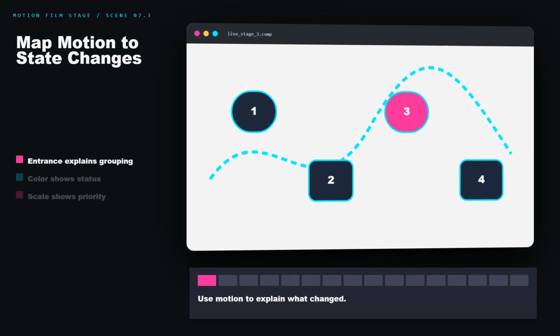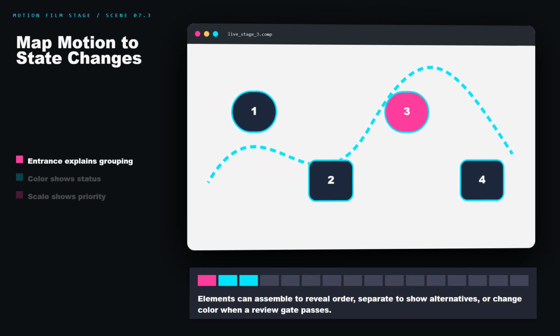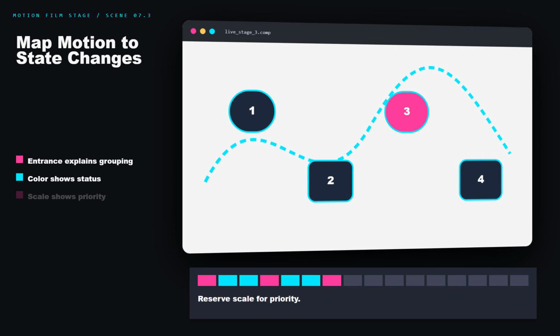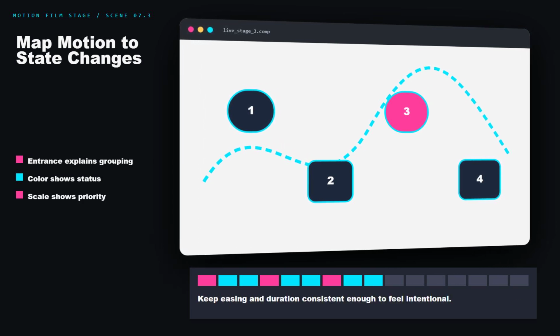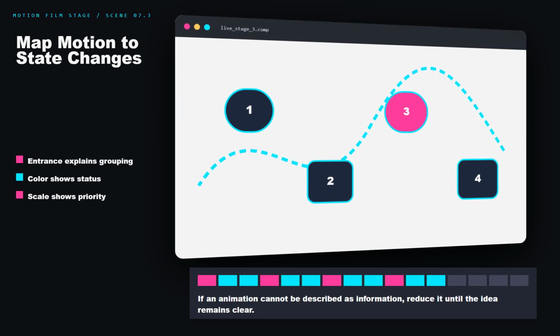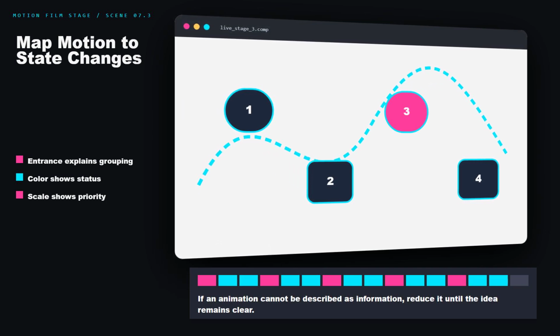Use motion to explain what changed. Elements can assemble to reveal order, separate to show alternatives, or change color when a review gate passes. Reserve scale for priority. Keep easing and duration consistent enough to feel intentional. If an animation cannot be described as information, reduce it until the idea remains clear.